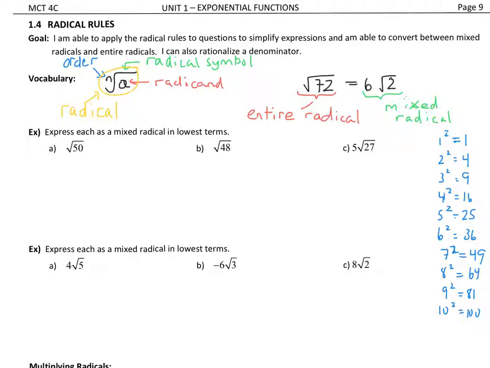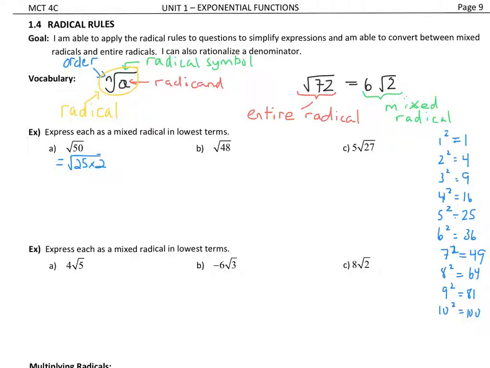So what we do for that, I have an entire radical of the square root of 50. I'm going to look at my list and look for the biggest number that will divide into 50 that is a perfect square. So 49 is too small, that's not going to work. And 36 won't divide evenly, but 25 will. So I'm going to take 50 and express it as the product of 25 and another number. So 50 really is the same thing as 25 times 2.